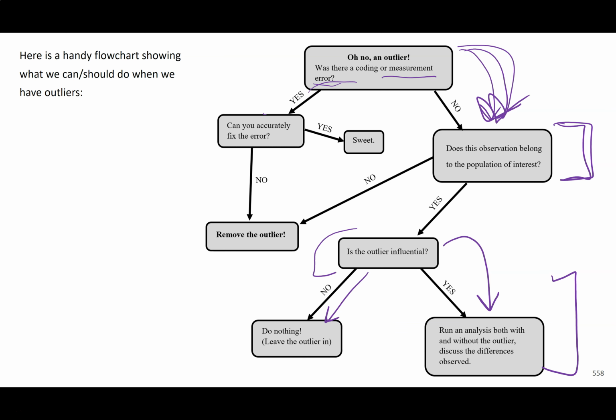Because if you get to this question, you've determined it wasn't coded or measured wrong, and the observation does belong to the population of interest, you cannot remove it and not talk about it. It's past that point. You can do both analyses, or you can do the analysis with it only, but you cannot just remove it. So be cautious. I really wish everybody had this type of flowchart, probably cleaned up, because a lot of people remove outliers that they don't like.